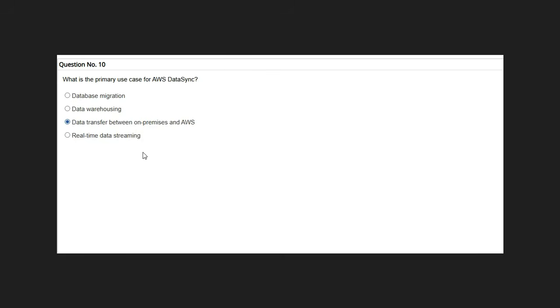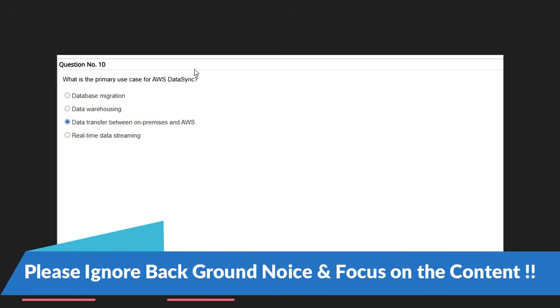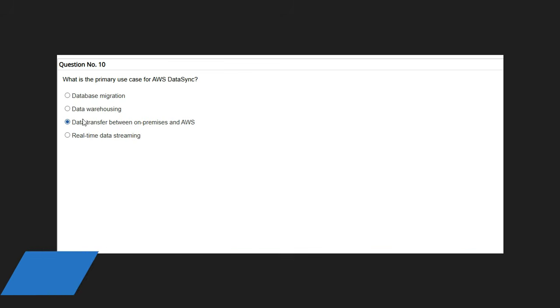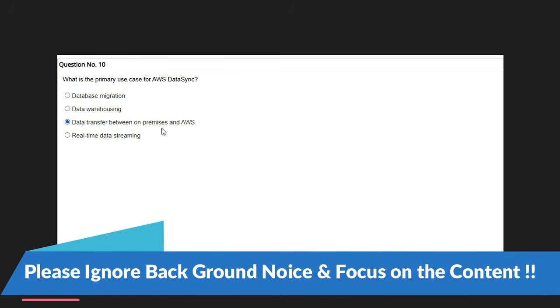So next one, what is the primary use case for AWS DataSync? So option A, database migration. Option B, data warehousing. Option C, data transfer between on-premises and AWS. And option D, real-time data streaming. So the right answer will be option C, data transfer between on-premises and AWS.